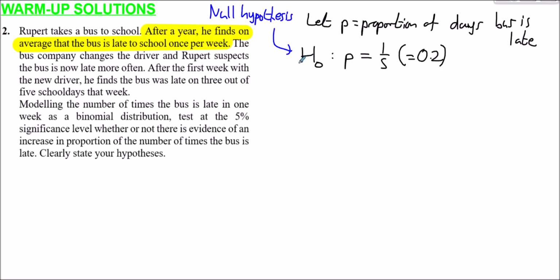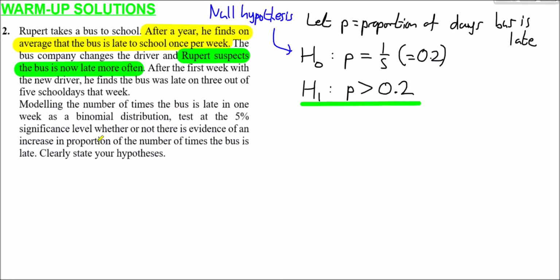The alternative hypothesis, sometimes called H1, is based off the wording of the question. So here it says that Rupert's suspecting the bus is now late more often. So the same thing again. More often means that he's suspecting the proportion of late times has increased. So his hypothesis is actually the proportion of lateness has now gone greater than 0.2. And that's what he suspects, and this is what we're trying to show or prove using this binomial hypothesis test.